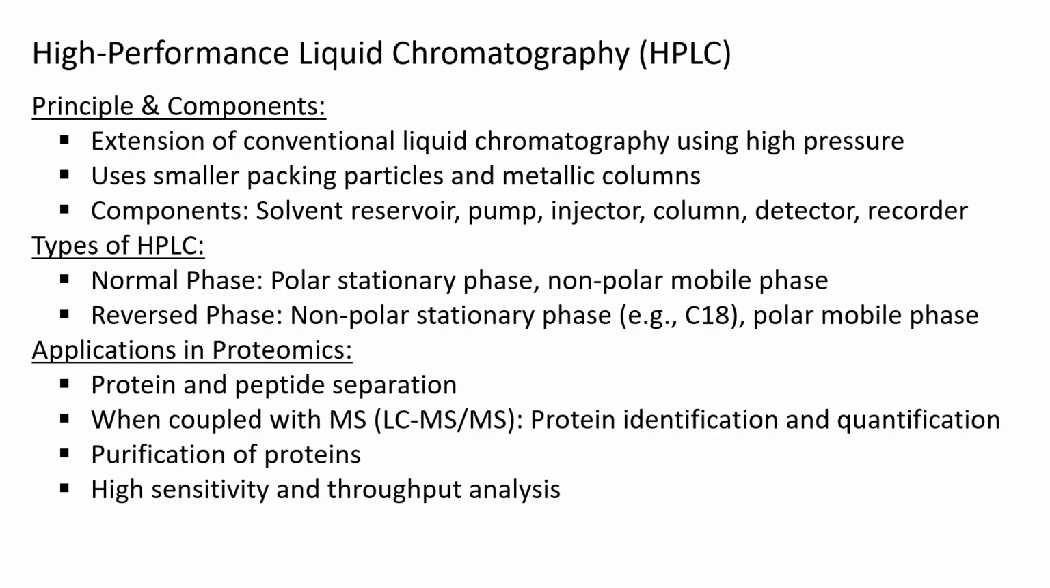Coming to types of HPLC, there are two types. One is called normal phase, in which a polar stationary phase and a non-polar mobile phase are used. Another one is reverse phase, in which a non-polar stationary phase, for example C18, a carbon 18 chain, and a polar mobile phase are used.